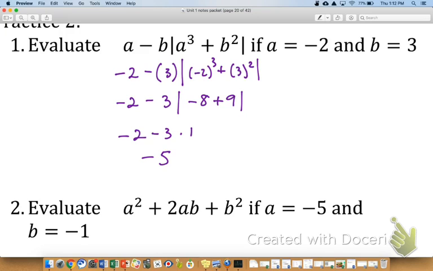Wait, but then why is it a negative 8? Because last time when I did that, it was a positive. Right, so we were squaring it then. That's just not. So a cube, you're doing a negative, think of it like this, you're doing a negative times a negative, which would be a positive, times another negative, negative.